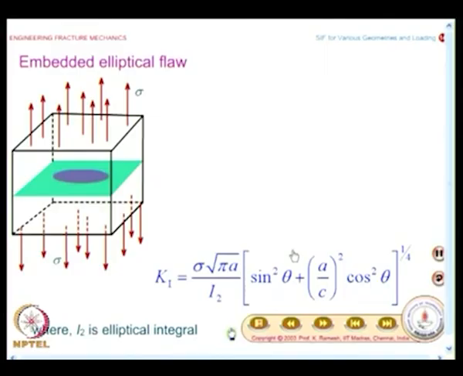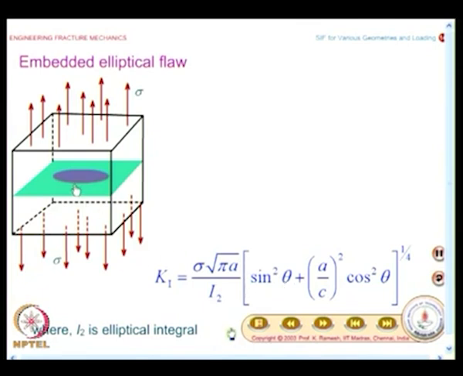We were discussing in the last few classes the evaluation of stress intensity factors for a variety of geometries. Initially we looked at through the thickness cracks, then we moved on to embedded cracks. So, in the case of an embedded elliptical flaw, what do you find? The expression of K is given in this fashion and it varies as a function of theta.